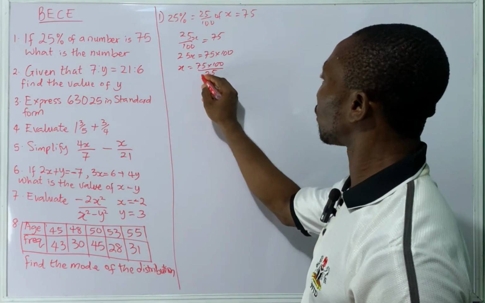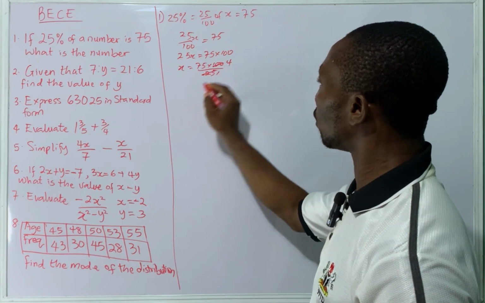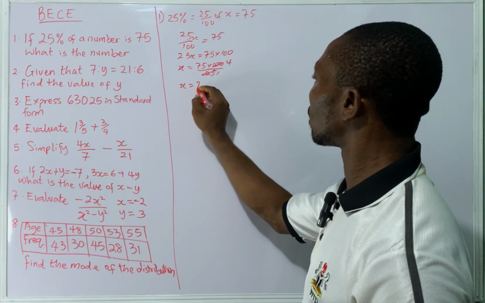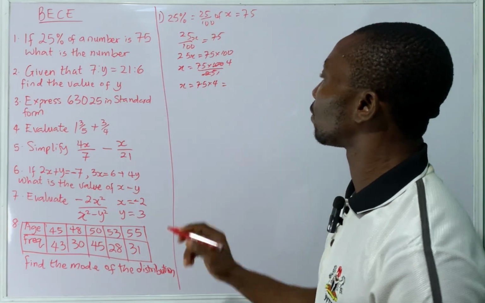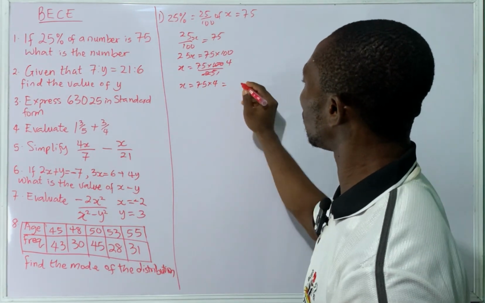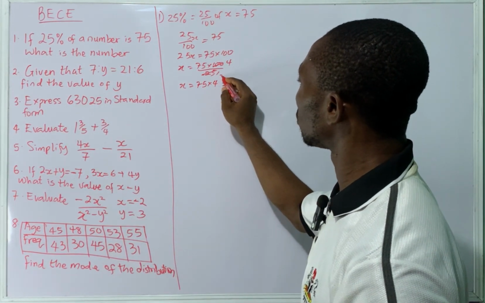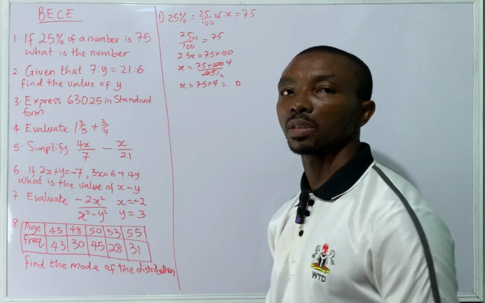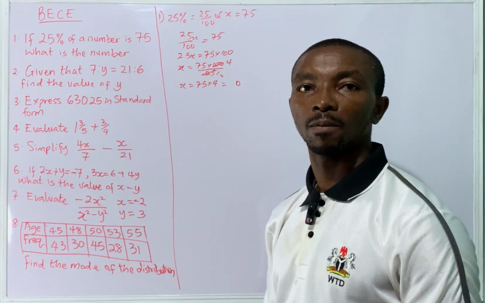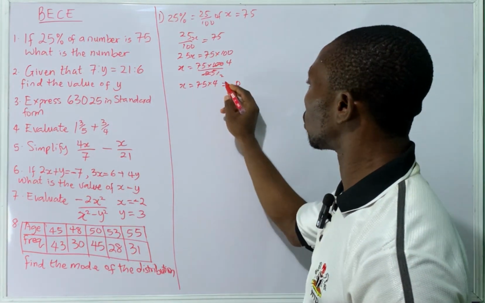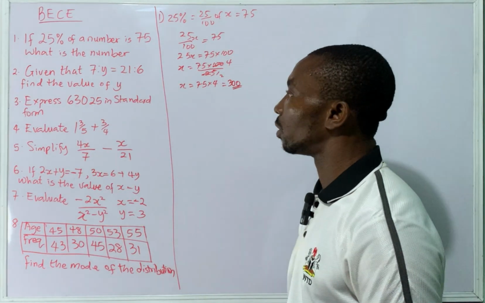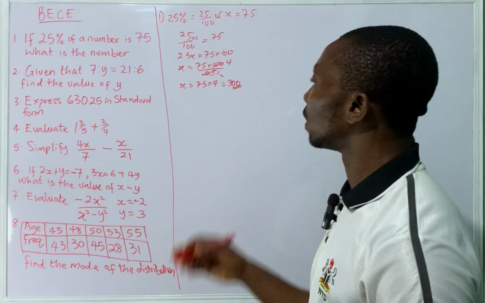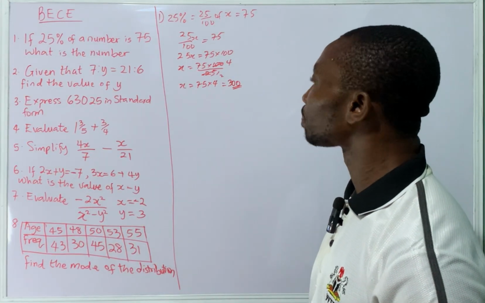Okay, 25 into 100 is 4. So x equals 75 times 4, which is 7 times 5. 4 times 5 is 20. We write down 0, carry 2. 4 times 7 is 28. Okay, 28 plus 2 will give us 30. So that gives us 300. Our number x is 300.